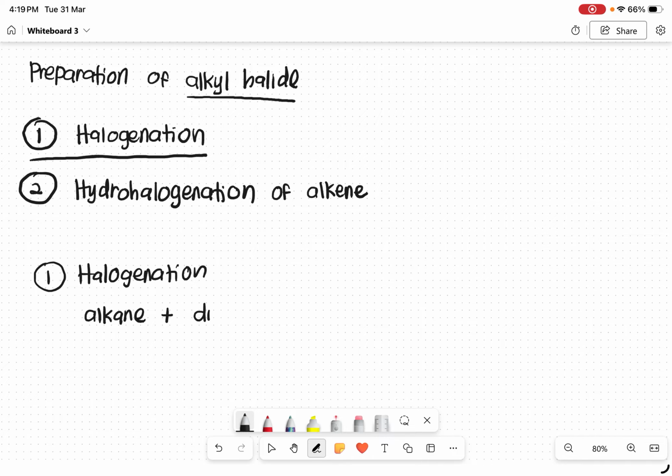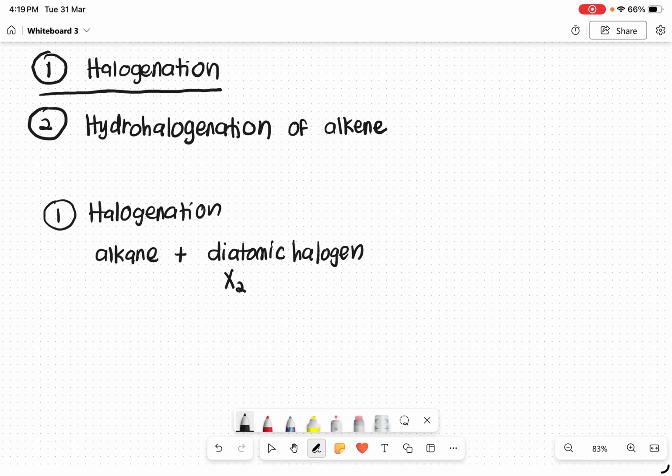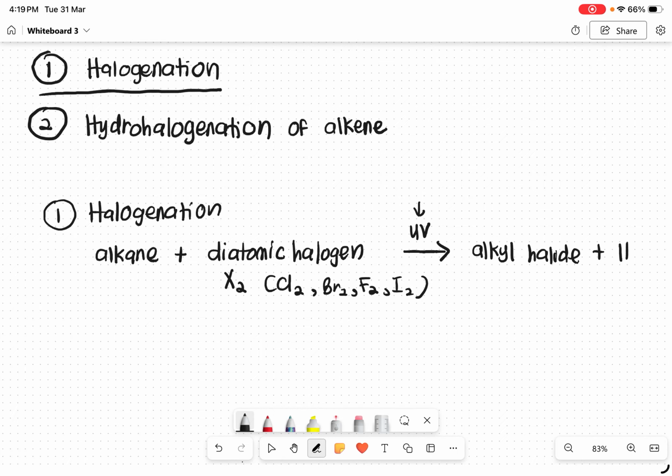The alkane reacts with diatomic halogen, or halogen molecules, X2. For example, Cl2, Br2, F2, I2. So it must be diatomic. Then draw the arrow in the presence of UV light. This is compulsory. In the presence of UV light, it will form alkyl halide, plus the byproduct HX.